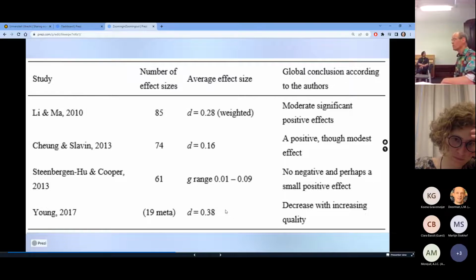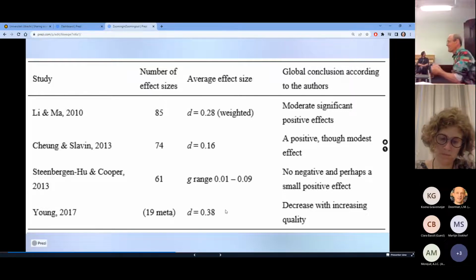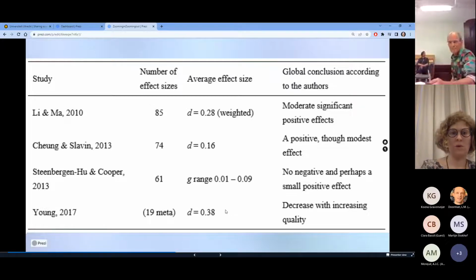For example, Young also reports that as soon as the studies got bigger, in terms of number of participants, the effect size decreases, which suggests that in very small scale studies, when the researcher is very much involved, it's probably easier to get a big effect size than when you try to disseminate it over a bigger scale. So there are some nuances. But for the moment, my conclusion is that I'm not completely unhappy.